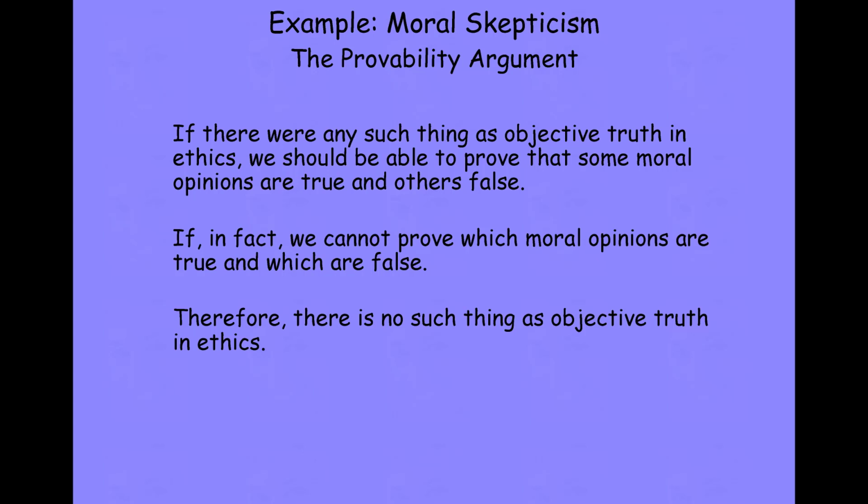So the idea is, if there is objective truth that can be known, if moral and ethical properties really exist, then there ought to be a way to know them. There ought to be a way to prove that the properties exist or that a statement about them is true or false. If there isn't, then we have reasons to suppose that there are no truths.